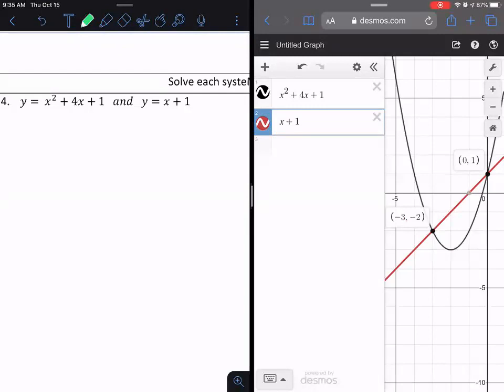And then solve for x and y. Again, if you just write -3, -2, and 0, 1 as solutions, you cannot get credit. Please make sure you show the work for getting those 2 answers.